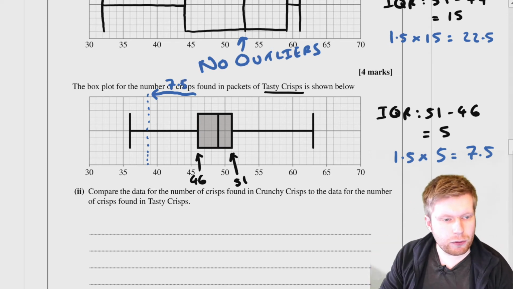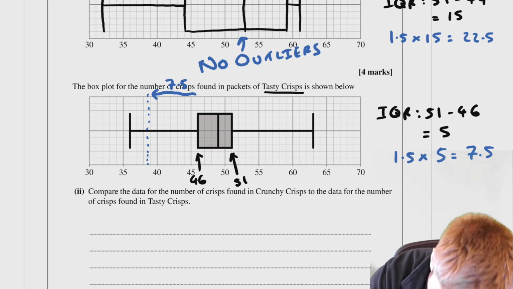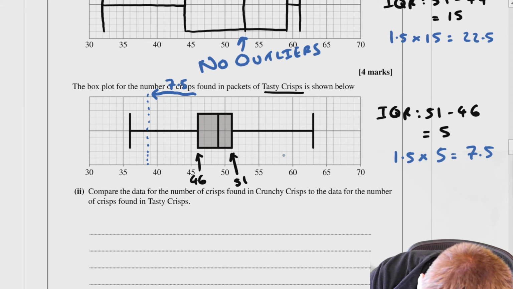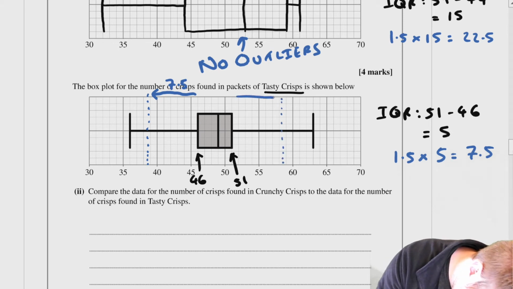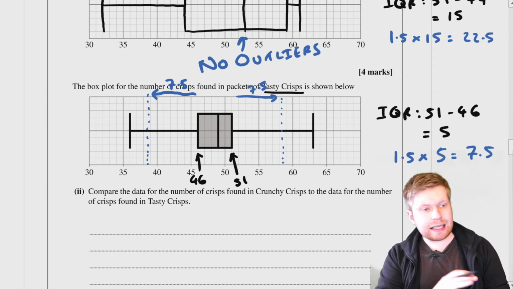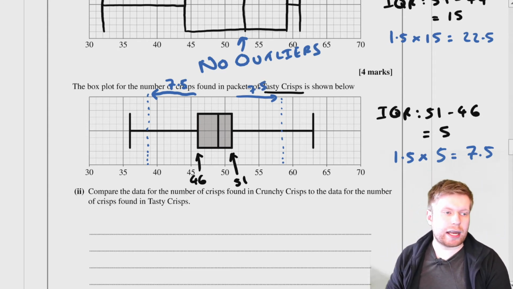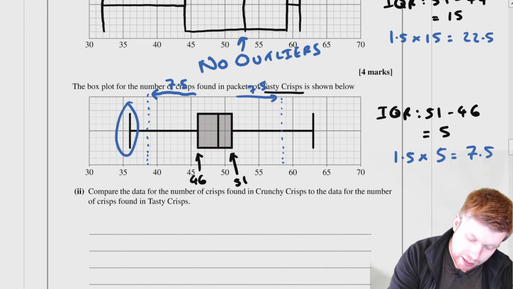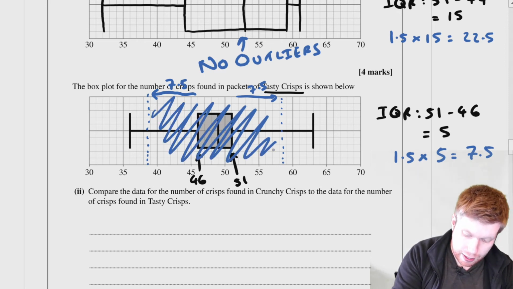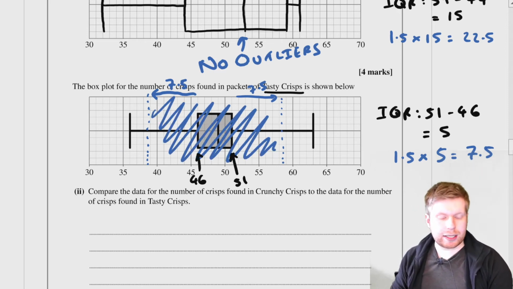If I do the same for my upper quartile, I've got 51 plus 7.5, that's going to be 58.5. So 58.5 is going to be here. I'm basically just moving 7.5 above the upper quartile. And if there's any data points which lie outside that range, in other words, if the end of my bars extend beyond that particular interval that I've drawn in blue, so anything outside this interval here, then I know that there are outliers in the data.